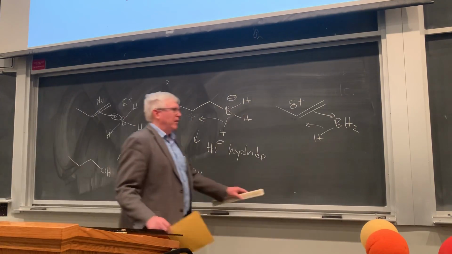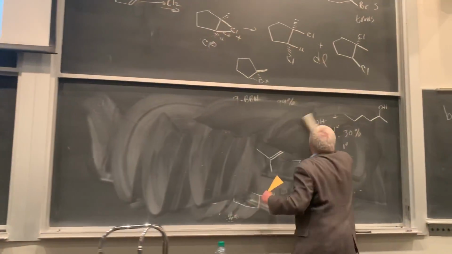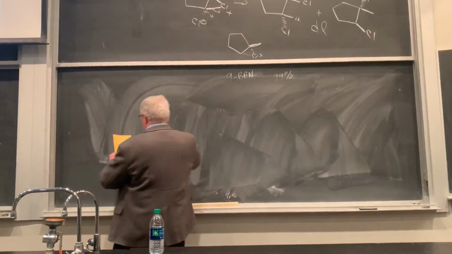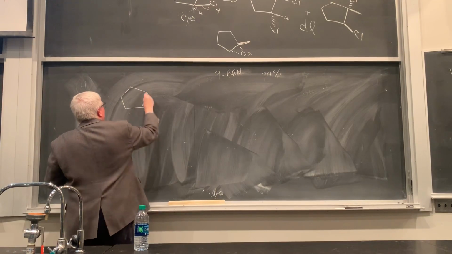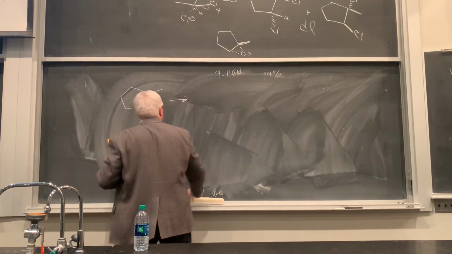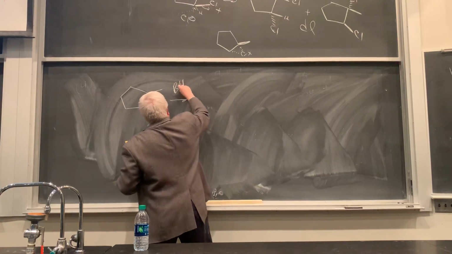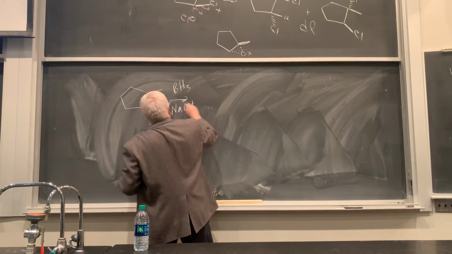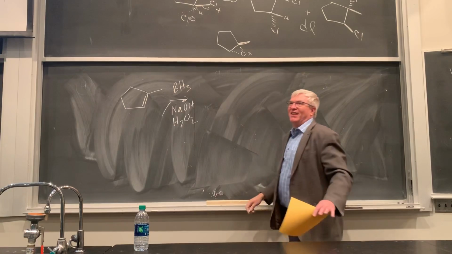Okay, let's look at one more cyclic example where it's a little bit tricky here. And then we'll do some synthesis problems, and then we're done. So we're almost done here for the lecture class period here. What have we got? Borane, BH3, sodium hydroxide, peroxide.